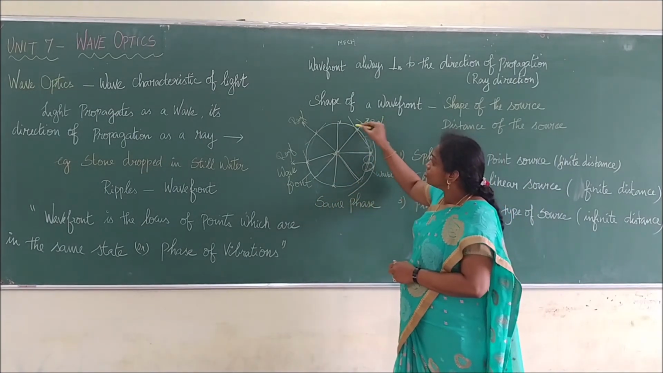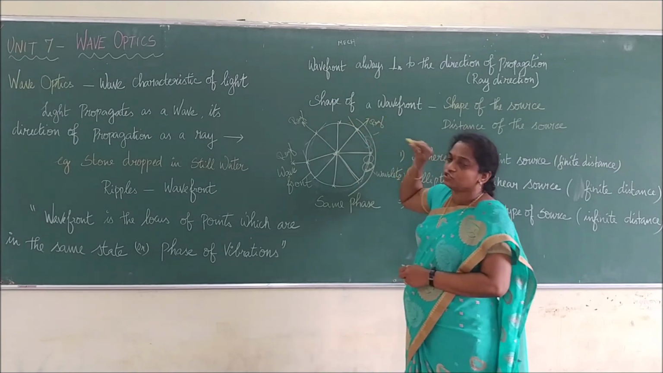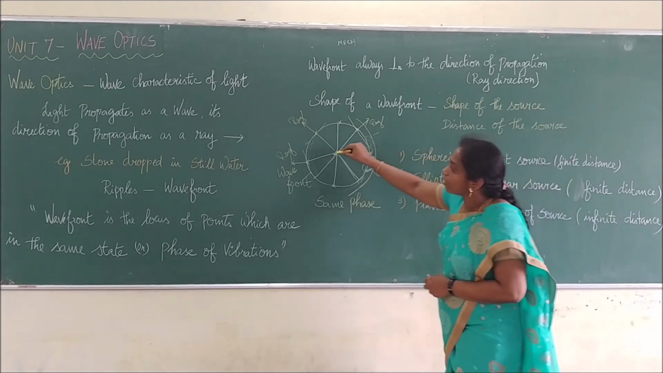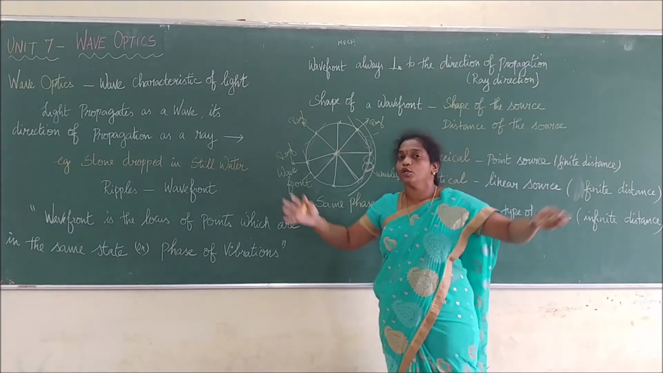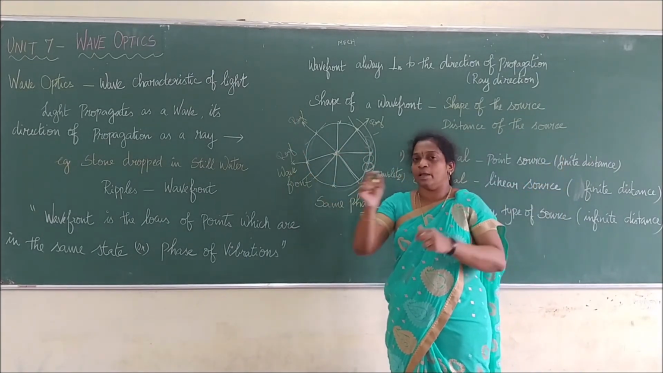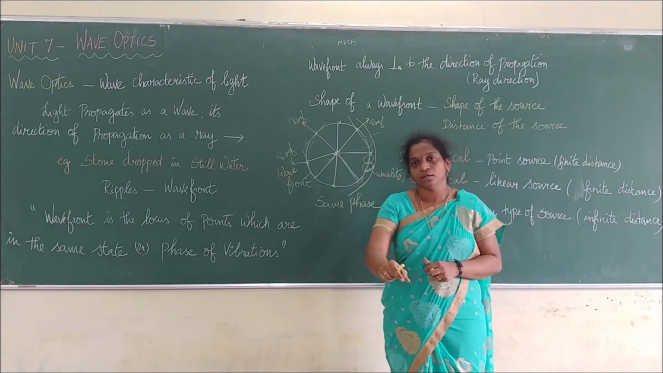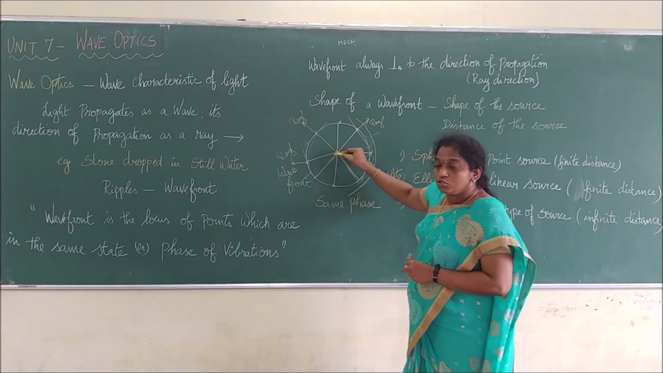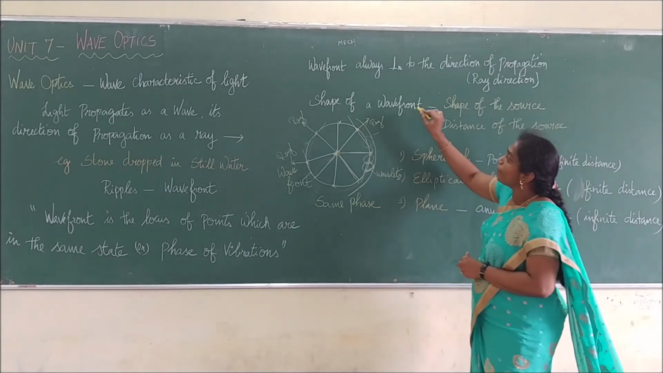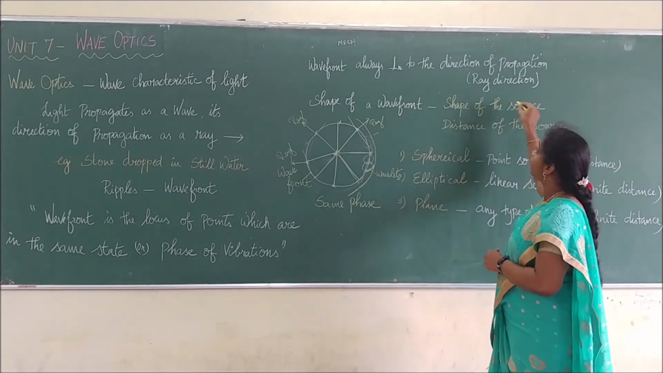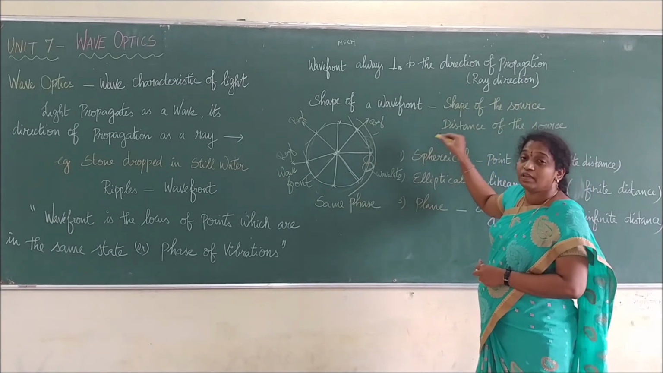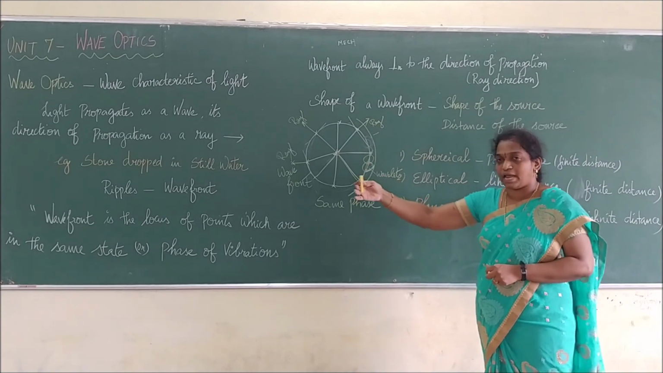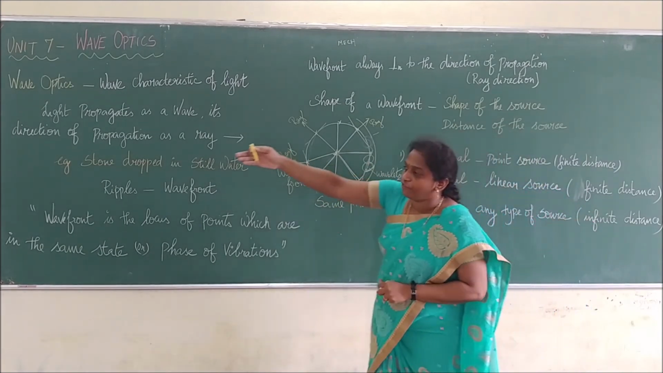The shape of the wavefront is due to two things. One is the shape of the source. So here I have used a point source, a stone. I am not going to draw the biggest stone, right? I am going to draw a small stone, which can be a circular shape. So this is a point source. So the shape of the wavefront depends upon the shape of the source, and also upon the distance of the source, how far it has been taken, very near to me or very far away from me.